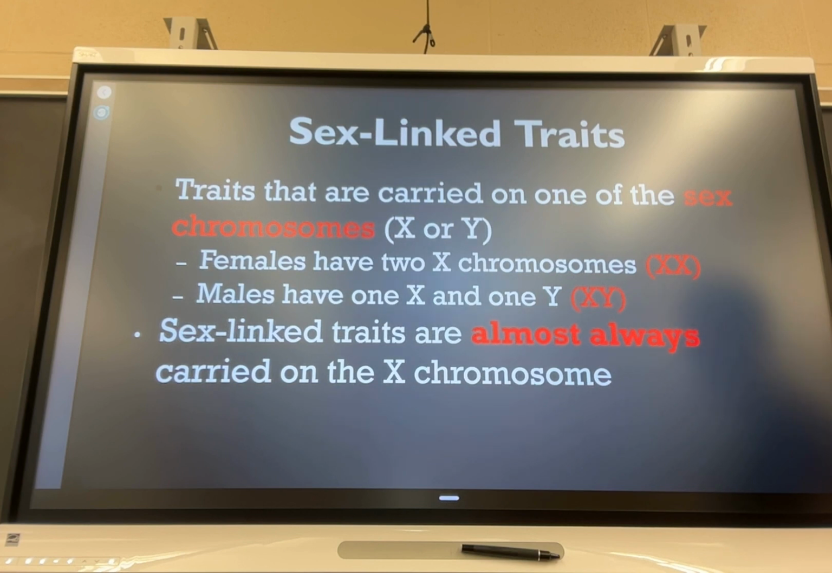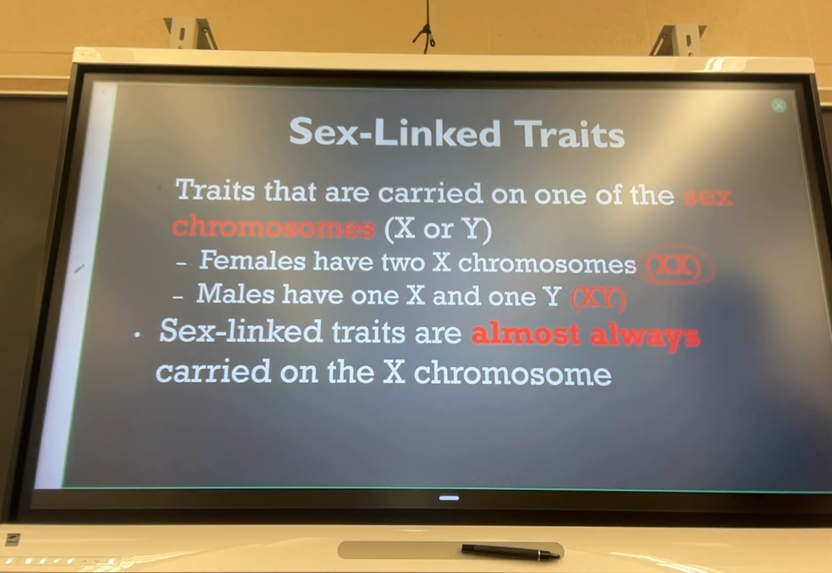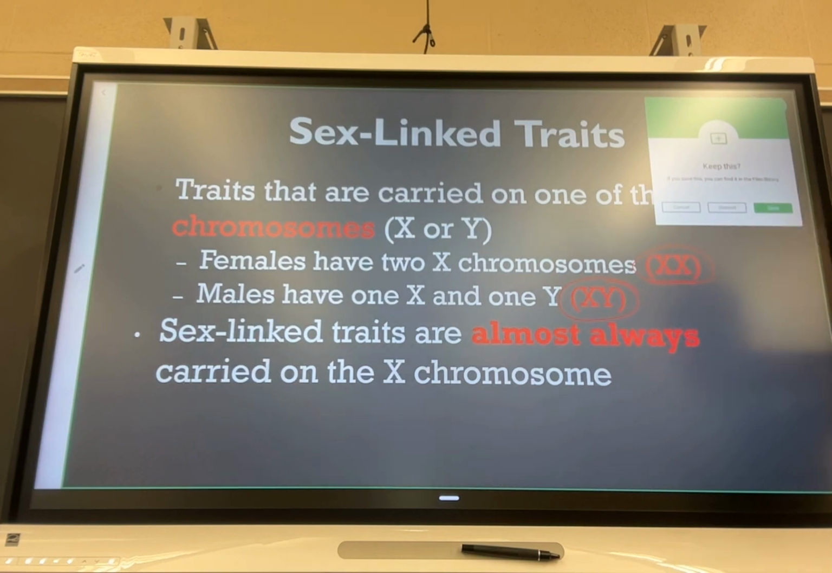Females typically have 2 X chromosomes. Males have an X and a Y chromosome. And when we talk about sex-linked traits, most of the time the trait is going to be carried on the X chromosome. Now, why is that?